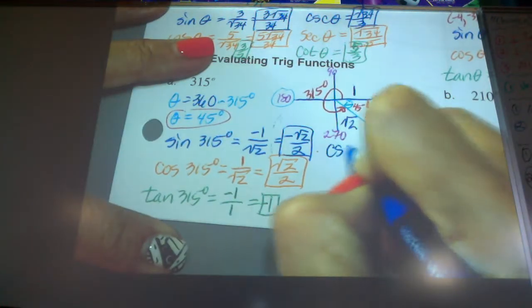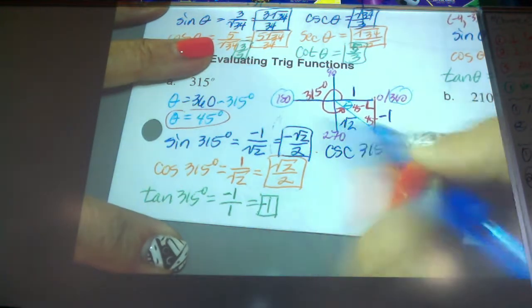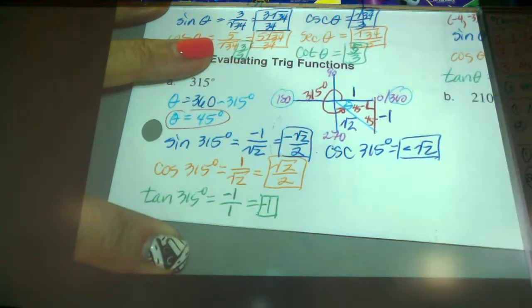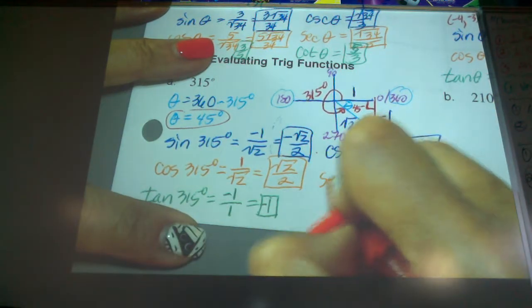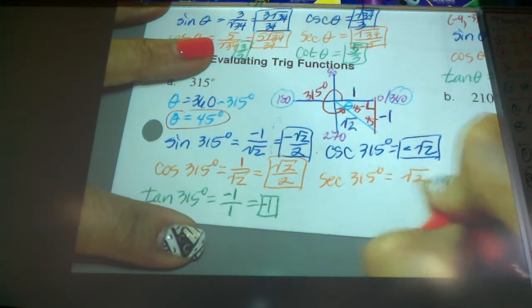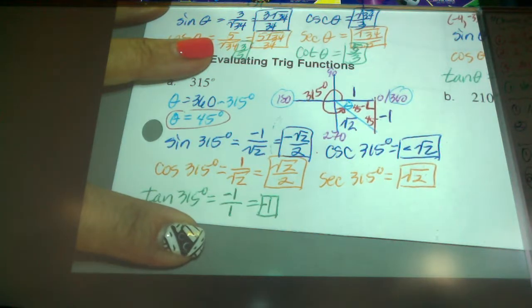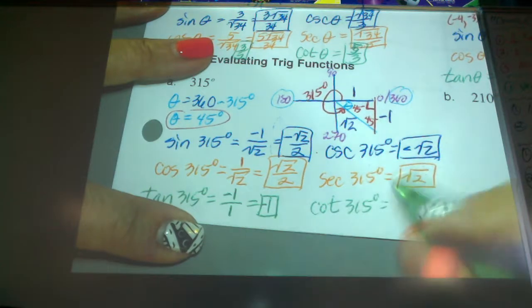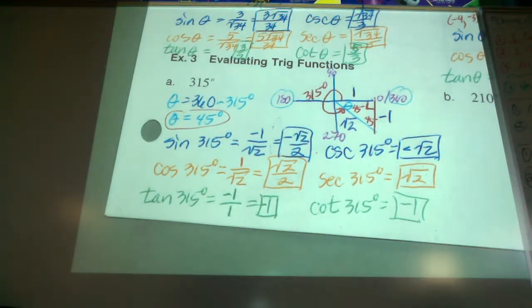So then cosecant of 315 degrees, I would be taking the inverse of this one, negative radical 2. Secant of 315 degrees, inverse of this is positive radical 2. And then cotangent of 315 degrees, the inverse of this, the reciprocal, is still -1. I don't take the opposite sign, I just take the reciprocal, so the sign always stays the same with reciprocals. So the signs of the inverses should be identical.